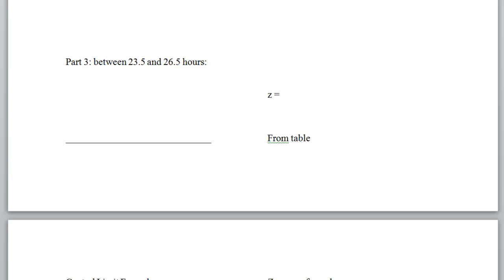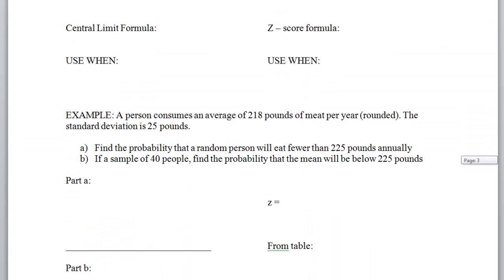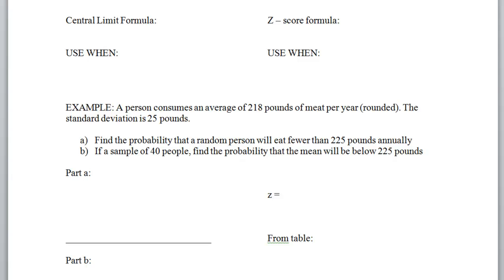Now our final part of this lesson today is to take a look at people getting confused about when to use the central limit formula and when to use the z-score formula. The better memory you have, the easier it is to get these two confused. So we're going to show you the central limit formula, which we've just applied, which is x bar minus the average divided by the quotient of the standard deviation and the square root of our sample size.